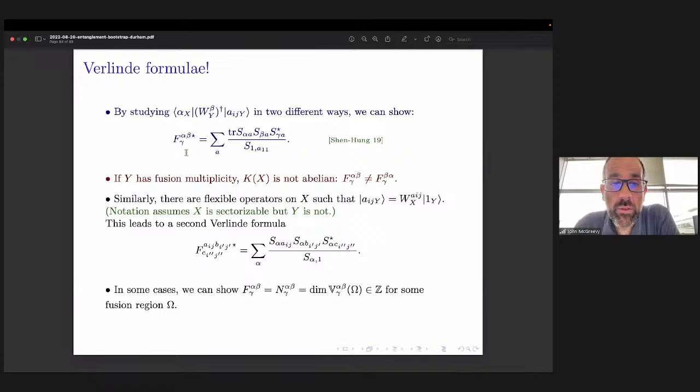In general, the S matrix is a pairing between two different kinds of things, and so we have a choice about where to put the X's and Y's, and so there's a second Verlinde formula where I switch the roles of X's and Y's.